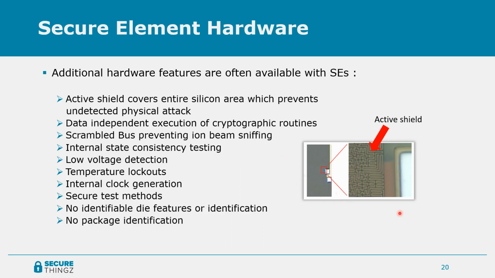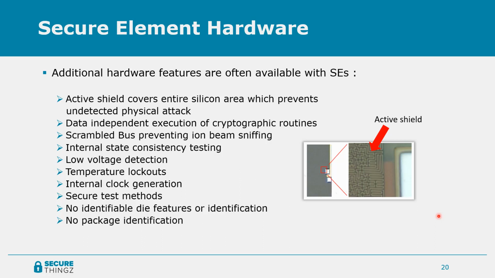We've seen that the secure element has a lot more hardware countermeasures and is more secure. So here are some of the items that are covered or implemented on secure elements. Oftentimes they have an active shield that covers the entire silicon area. You can actually see that here, and this disallows probing of the silicon itself, which can occur by some attackers on MCUs, where they can actually access flash cells.